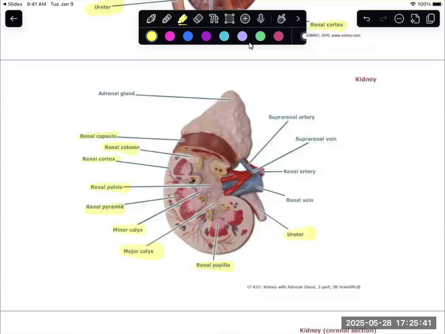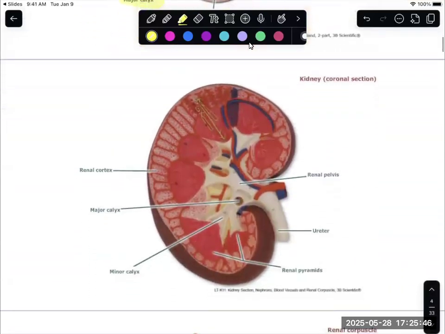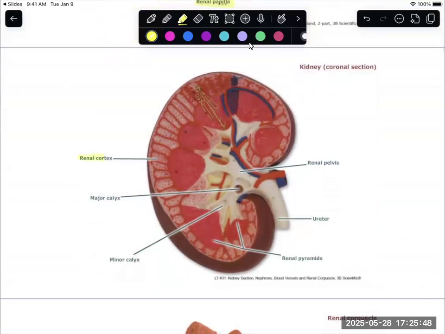Here they also have labeled the renal cortex, that outer layer of tissue in the kidney. Again, we can see the cortex. You see the major calyx, the minor calyx, those pyramids, the ureter, and the pelvis.